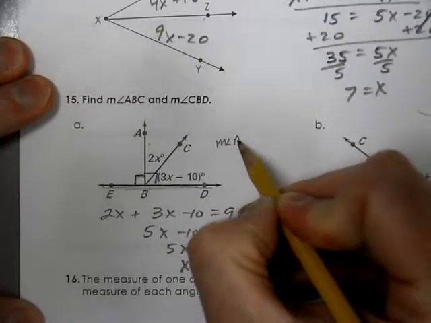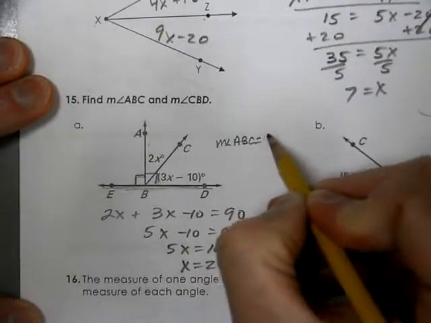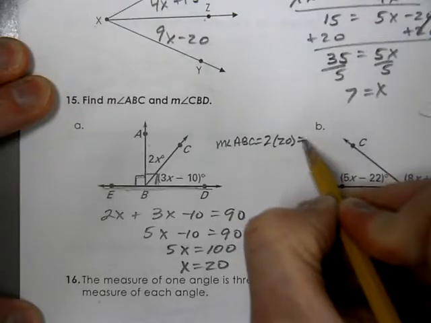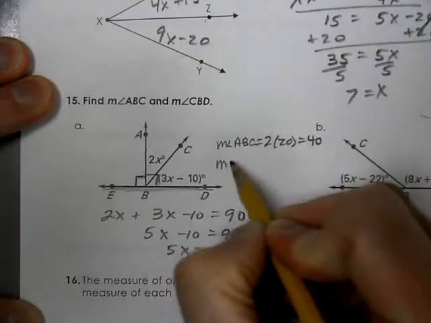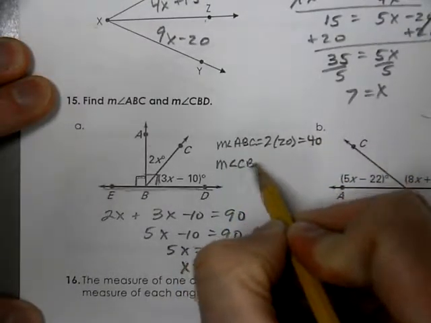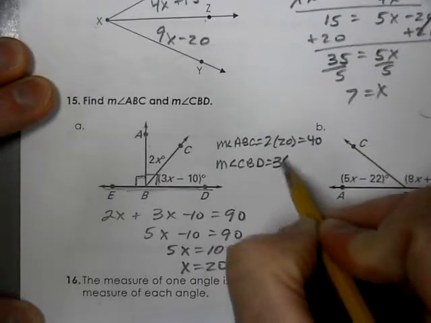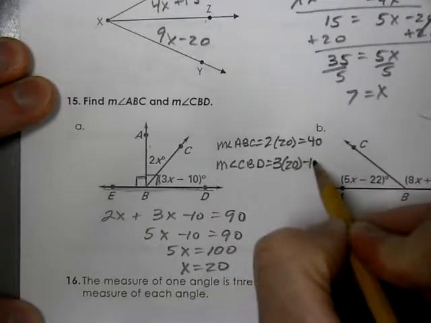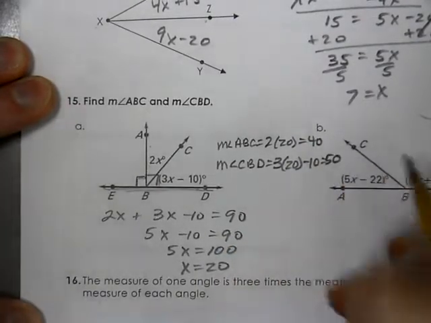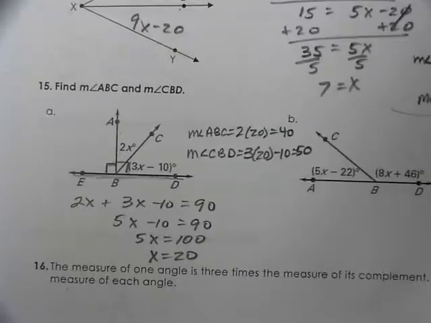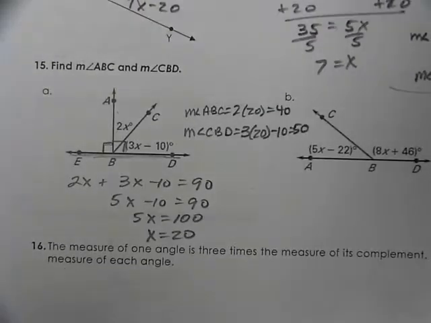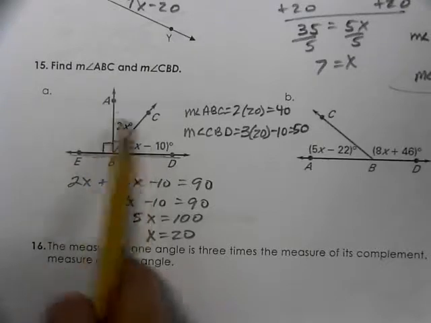The measurement of angle ABC equals 2 times 20. And the measurement of angle CBD equals 3 times 20 minus 10. So our 50 and our 40 are going to add up to the needed amount of 90. Perfect.